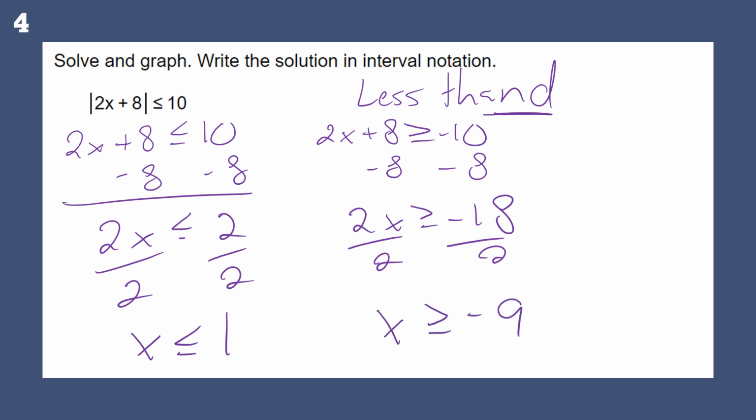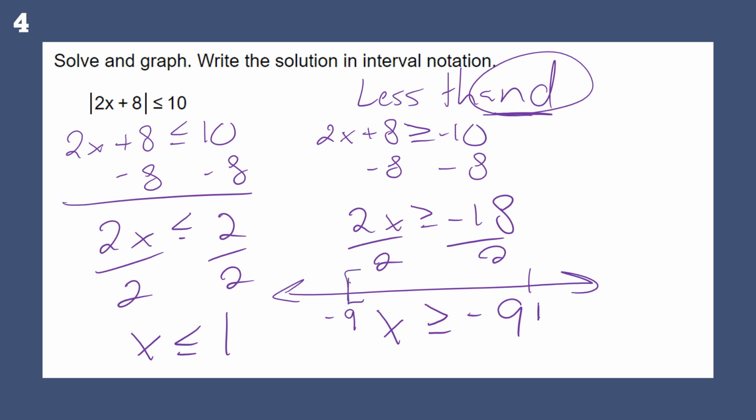So I have my two graphs, but this isn't an or, this is an and. So unlike an or, where they might go apart from each other, this is actually stuck in between. This is saying that I have all the x's that are greater than negative 9 and less than 1. And so as a graph, that's going to look like greater than negative 9 and less than 1. Now I'm going to use a square bracket to show that I'm including that, but we could also use filled in circles.